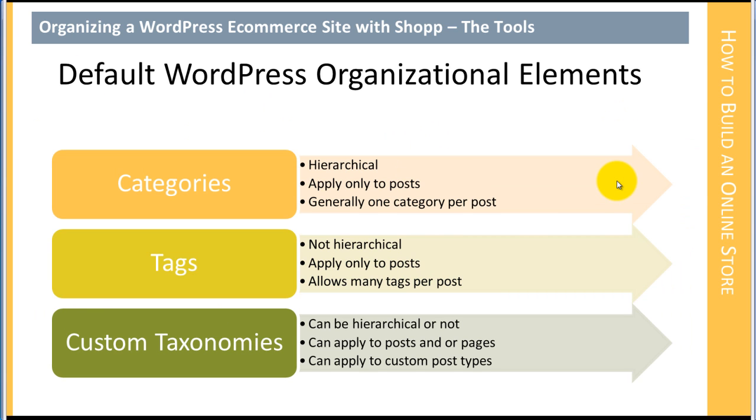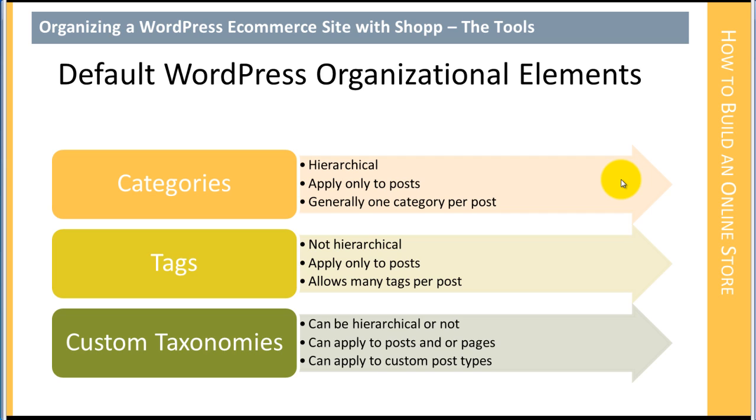So that's the types of content. Now you have the types of organizational elements. And in this case, well, WordPress comes with two out of the box. One of them is called categories, and the other is called tags.